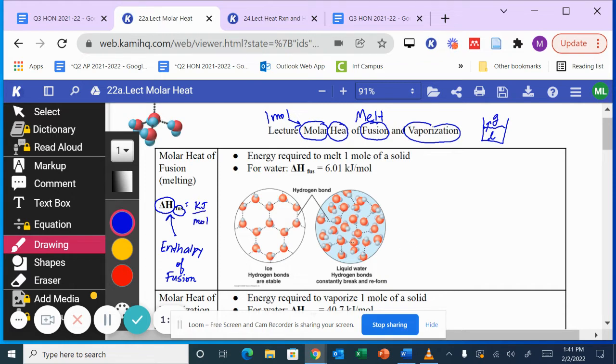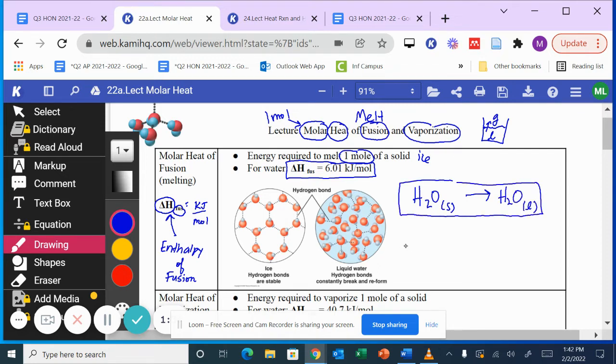Now we're going to focus here on water. For water, the energy required to melt one mole of solid ice is 6.01 kilojoules per mole. So what that means is you're taking H2O that used to be a solid, and you're putting energy into it, and now it is a liquid. That is the chemical equation. To make it a thermochemical equation, you just put the delta H of fusion, which is equal to positive 6.01 kilojoules for every mole of this reaction, which happens to be one mole and one mole here. So if you double the moles of ice, you double the amount of water. You'll have 12 instead of 6.